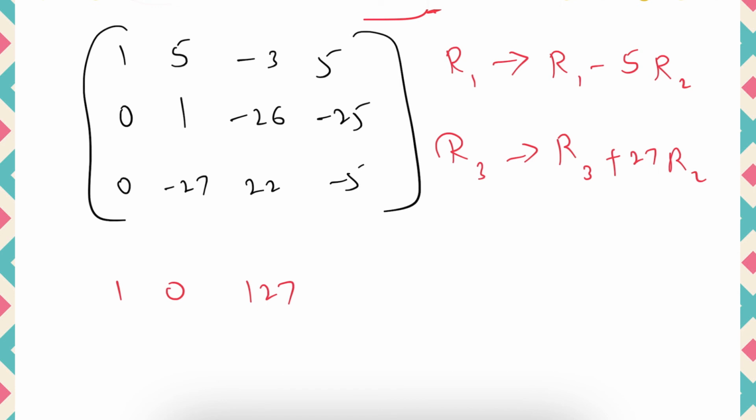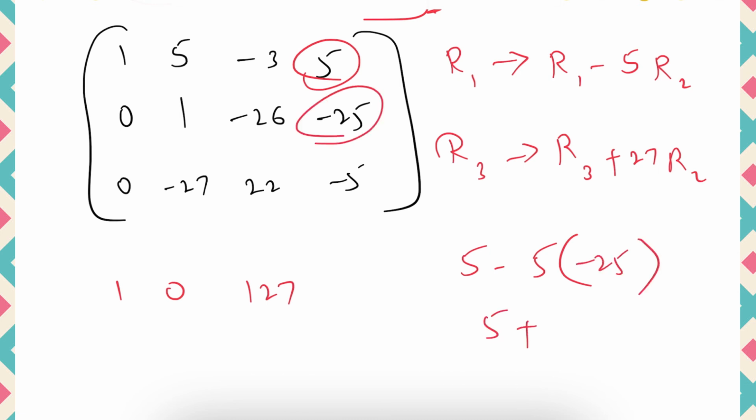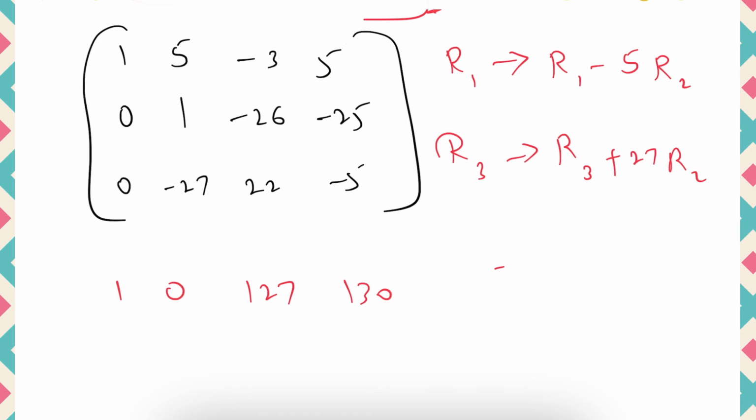Okay. What is the last element then? R1 minus 5 into R2, minus 25. So 5 minus into minus, plus 5 into 25, 125. 5 plus 125, 130. So first row completed now. Now we are not doing any modification to the second row. So let us write the second row as it is. That is 0, 1, minus 26, minus 25.